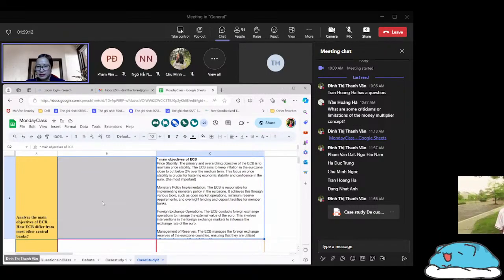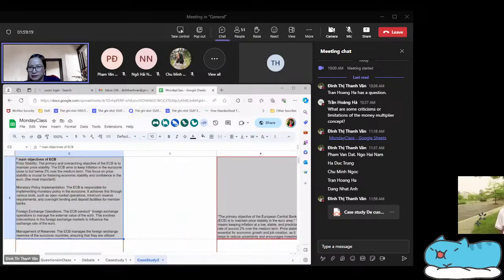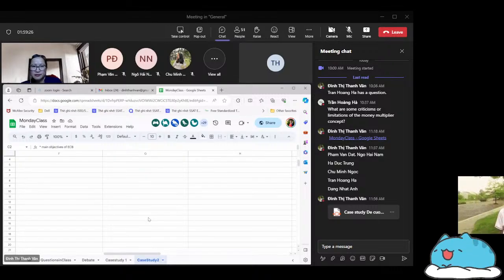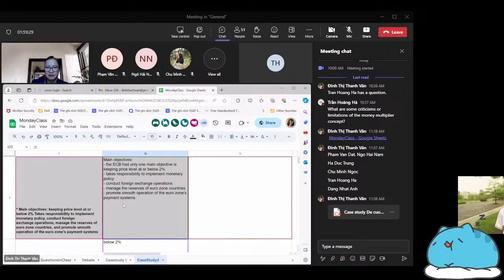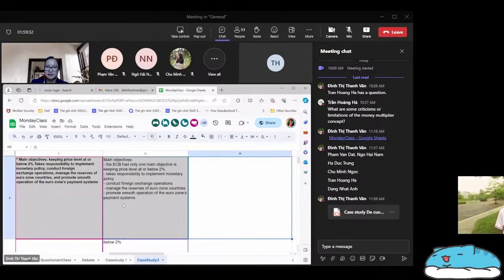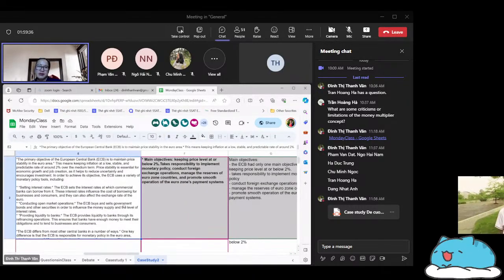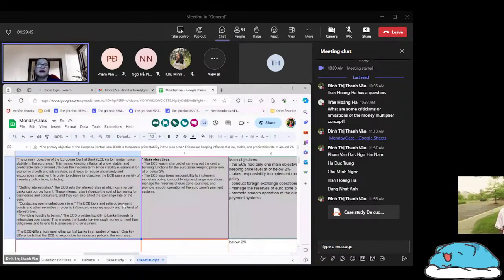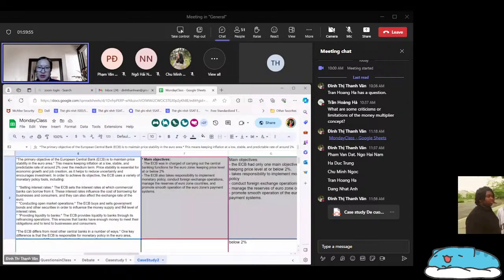I saw some groups already put the answer into the blank. Remember, you need to distinguish between the European Central Bank, ECB, and other central banks, like the Bank of Japan or the Fed or the State Bank of Vietnam. They are totally different.